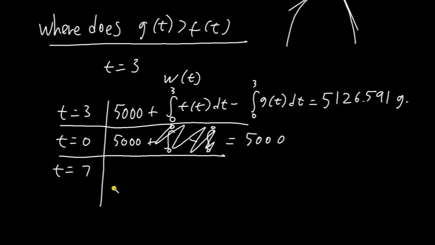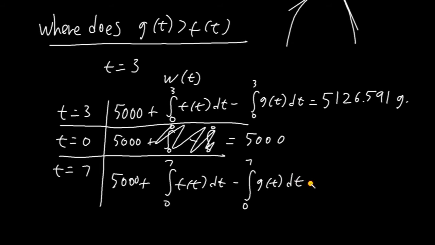At t equals 7, we'll plug in 7 instead of 3 here, so we'll get 5,000 plus the integral from 0 to 7 of f of t dt minus the integral from 0 to 7 of g of t dt. If you plug this in your calculator, you will get 4,513.807 gallons. So we've shown that out of these three, these are the only three options for the absolute maximum.